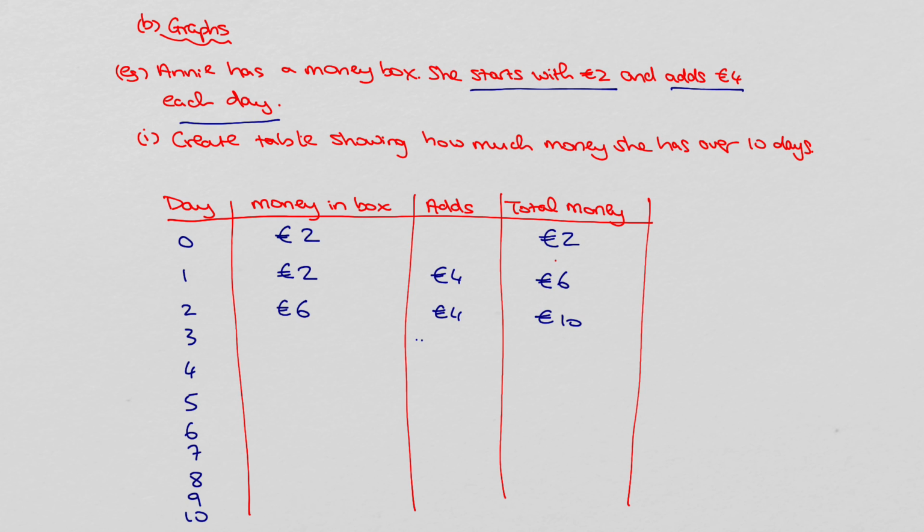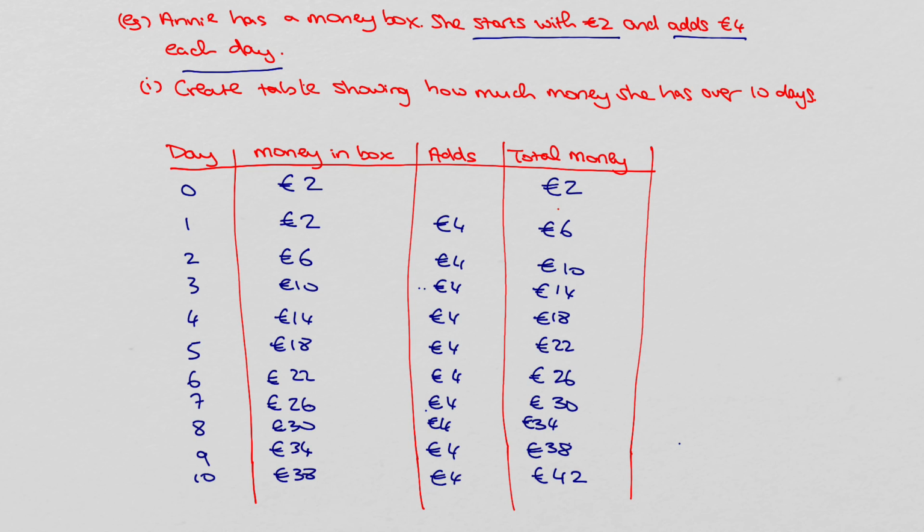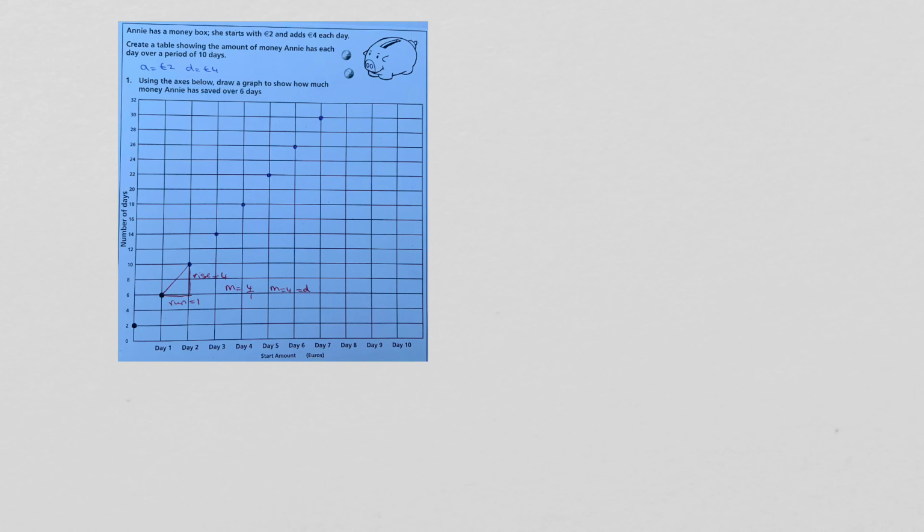And if we continue doing this, then by the time she gets to day 10, she'll have saved up to €42. So the second part of the question then says, well, using the axis, draw a graph to show how much money she saved over 6 days. So if we plot our points over 6 days, what do you actually notice about this graph?